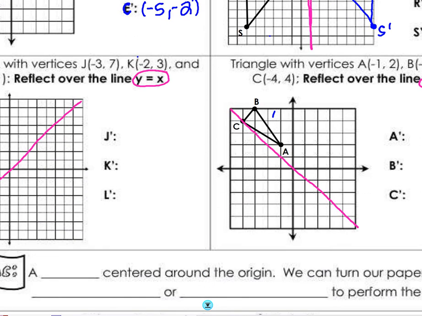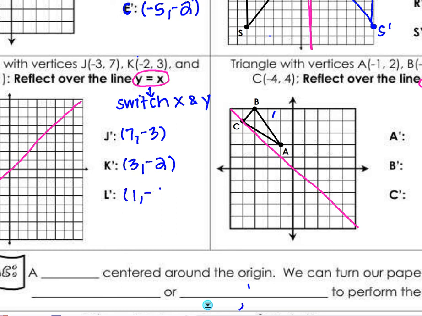Now we're doing these. What we're going to do is take the ordered pairs. This one is not easy to count how far away they are. So I said y equals x means to switch x and y. So let's do it. We had negative 3, 7, so this new one is 7, negative 3. K prime is negative 2, 3, so we're at 3, negative 2. And then L prime will be 1, negative 5.